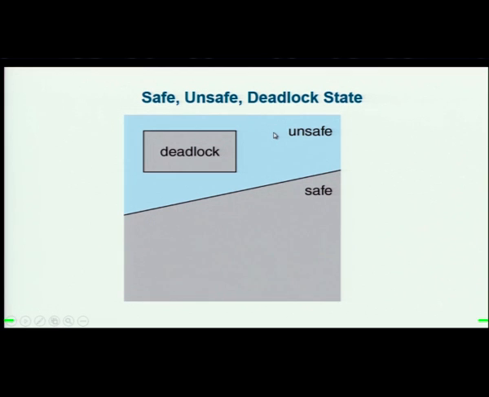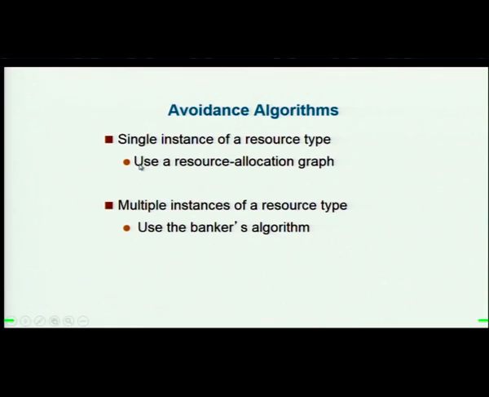Is it possible? The answer is yes, because we have fantastic graph theoretic algorithms that will help us do this, and an algorithm which is very specifically telling us where to draw a line between safe and unsafe state is what is called the Banker's algorithm. For a single instance of a resource type, use a resource allocation graph; use the Banker's algorithm for multiple instances of a resource type.